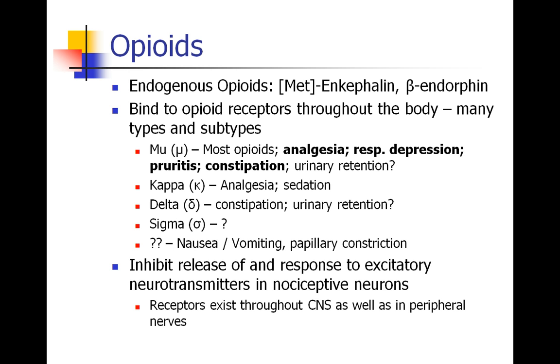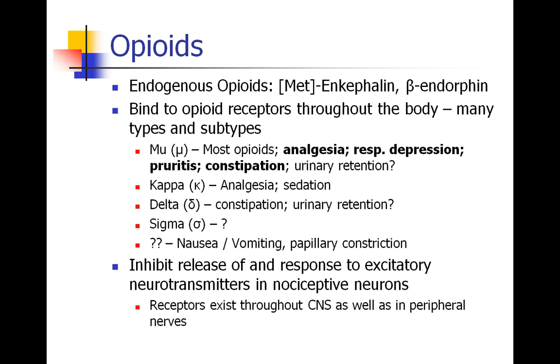The mu receptor is the most well-known receptor, the one that we talk about most often. Most opioids bind to the mu receptor, and this is really responsible for the analgesia that we're seeking, as well as the most serious side effect, the respiratory depression, both mediated by activation of the mu opioid receptor. Pruritus, which is itching, and constipation, these also both happen at the mu receptor. The other receptors, the kappa and the delta and the sigma, seem to have other various functions. Analgesia does seem to occur at the kappa receptor as well. And some effects like nausea and vomiting, it's not exactly clear which receptor or receptors mediate that effect.